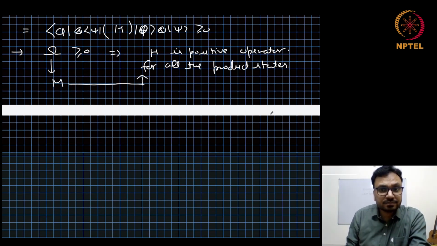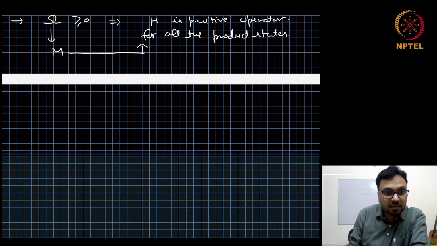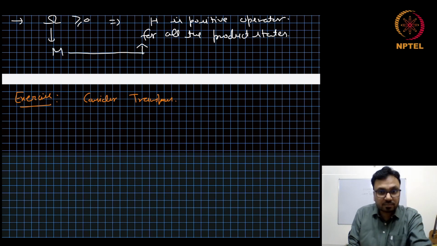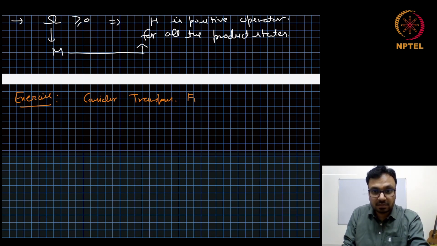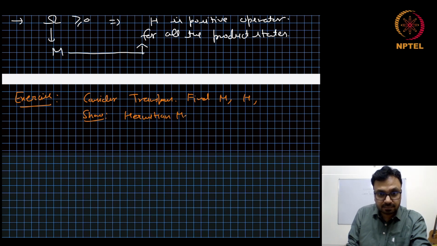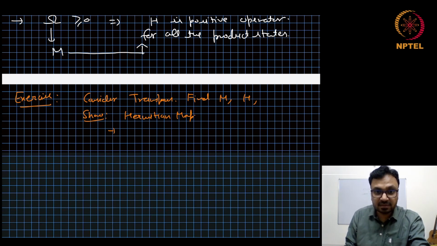There is an exercise here. Consider the transposition map. Find the M matrix, H matrix. Show that it's a Hermitian map. And try to see if it is a positive map.